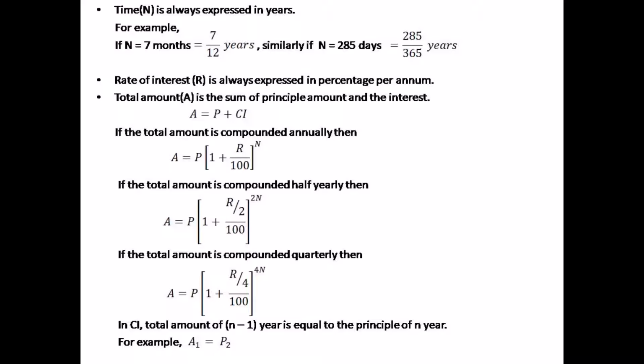In compound interest, the total amount of n minus 1 year is equal to the principal of n year. For example, the amount of the first year is equal to the principal of the second year.